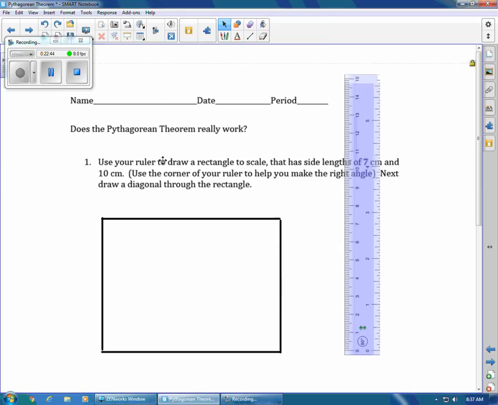There we go. Then it says draw a diagonal through the rectangle. What does that mean? I'm going to go from one corner down to the other corner like that. So that's what it should look like.